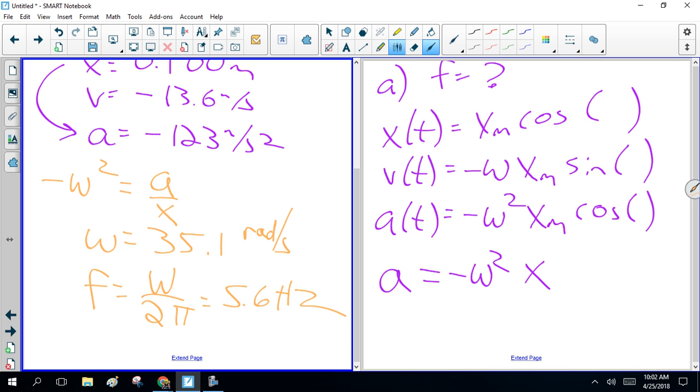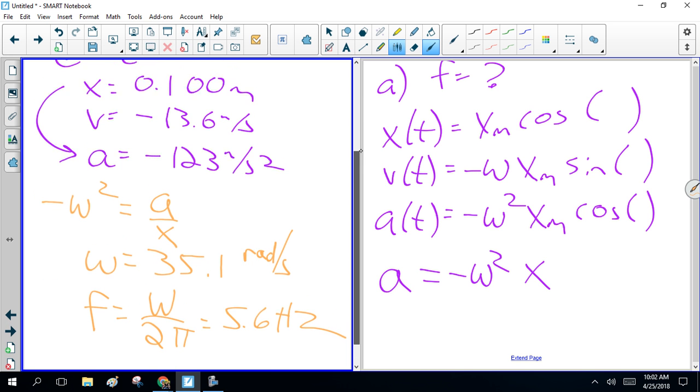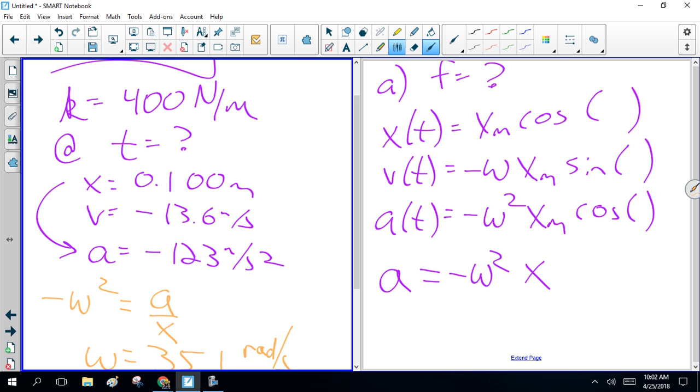Part B wants to know the mass of the block. Thoughts about how to find the mass of the block? Is there an equation that ties any of this together? K equals m omega squared. Yes. Remember, this K, our spring constant, is always m omega squared.